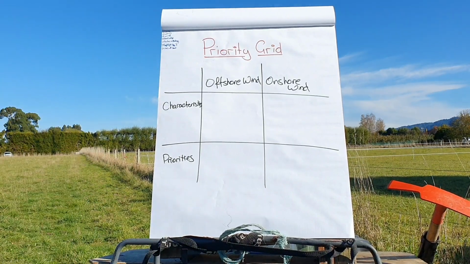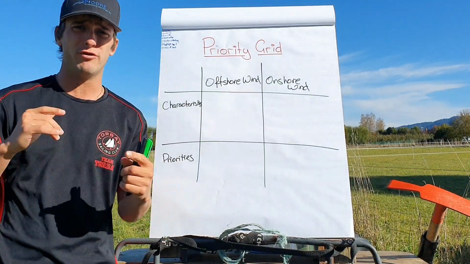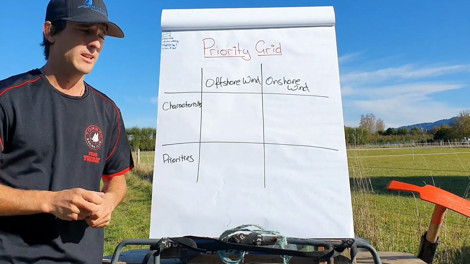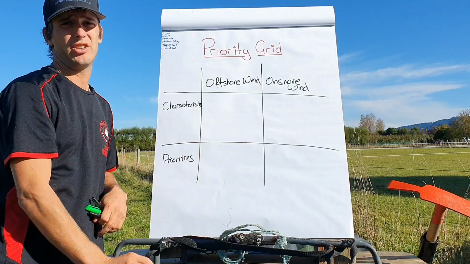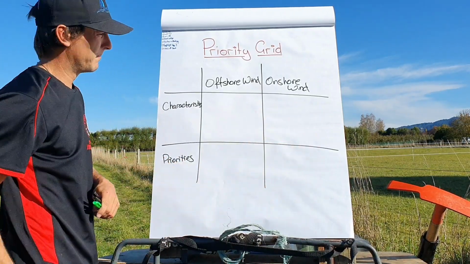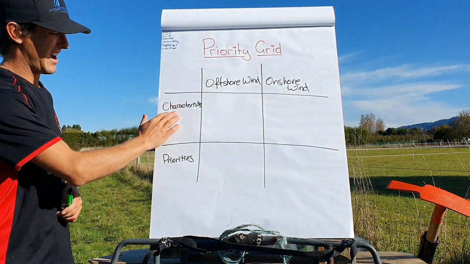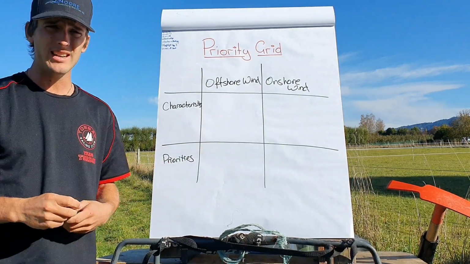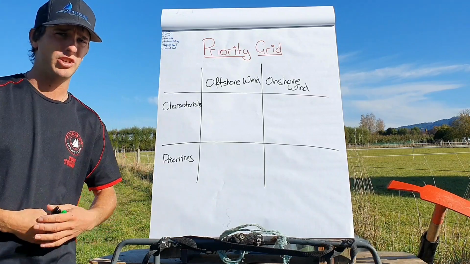So, just grab my pens. This one is going to require a little bit of interaction from you guys today. I'm not just going to give you all the answers and all the information. So grab a pen, grab some paper and draw out this grid. You basically want 4 empty boxes. Across the top you're going to have offshore wind and onshore wind, and down the side you're going to have characteristics and priorities. Now this is just trying to simplify typically what happens in New Zealand.